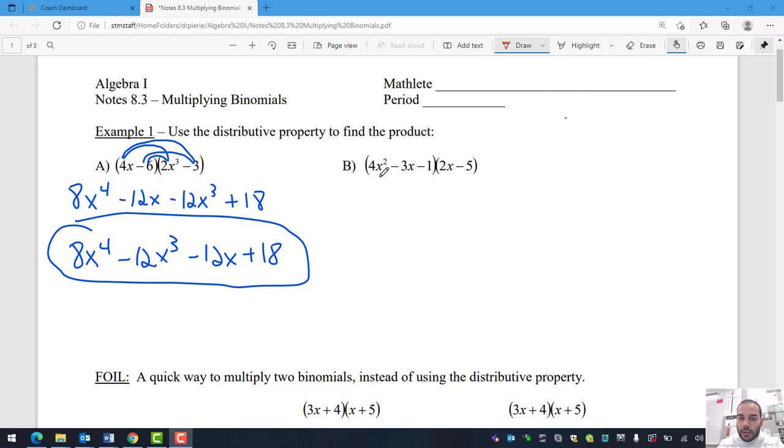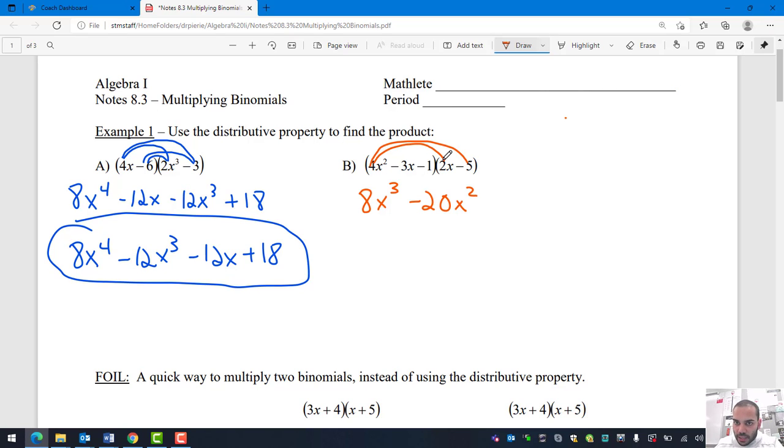Same sort of principle, even though it's a trinomial times a binomial this time. We've just got to distribute every single piece to the second expression. So first thing I'll do here is 4x squared times 2x. 4 times 2 is 8. x squared times x is x cubed. And the 4x squared also goes to the negative 5. 4 times negative 5 is negative 20. x squared at the end.